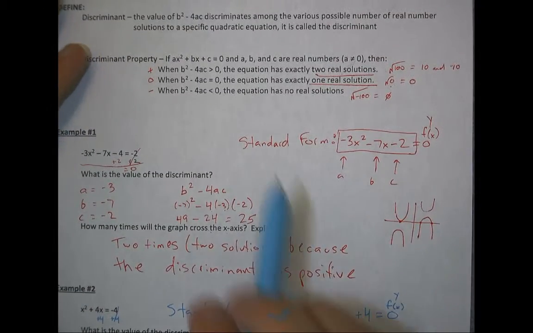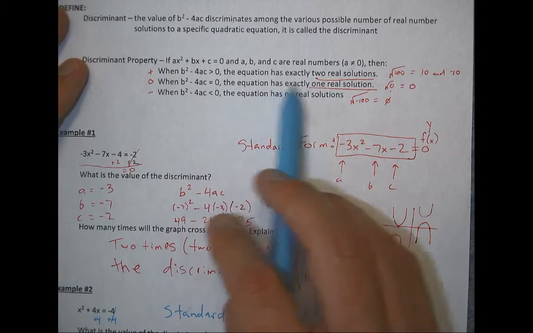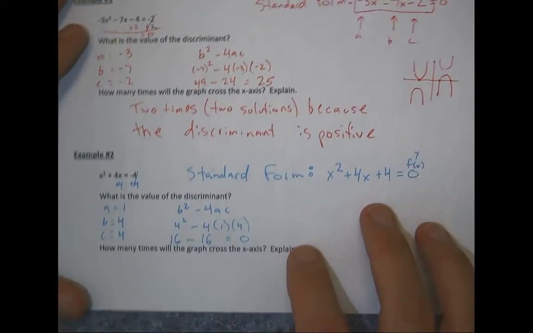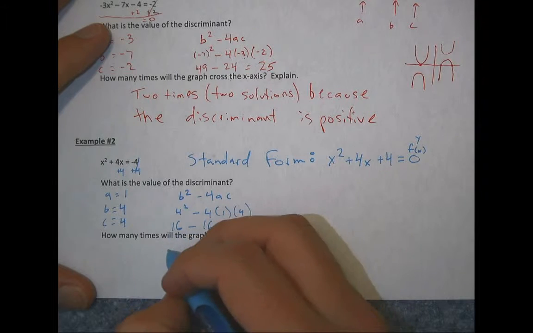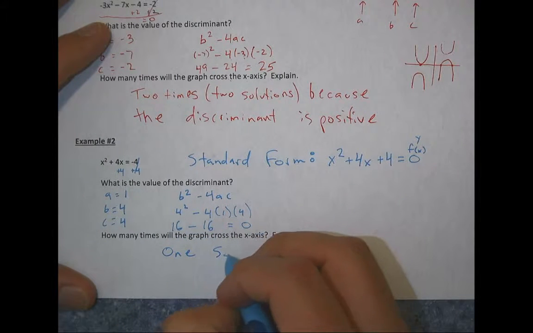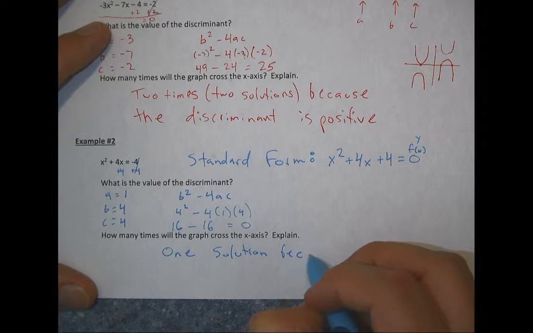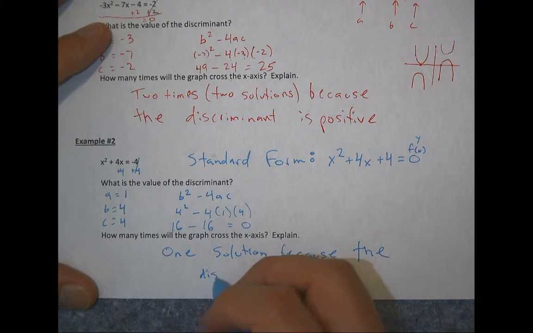How many times will this cross the x-axis? Going back to my properties, when the discriminant equals 0, the equation has one real solution because the square root of 0 is 0. There's only one answer. So how many times will this cross the x-axis? There's one solution because the discriminant is 0. And get used to writing that word.